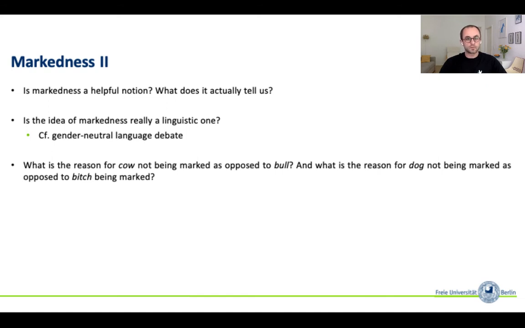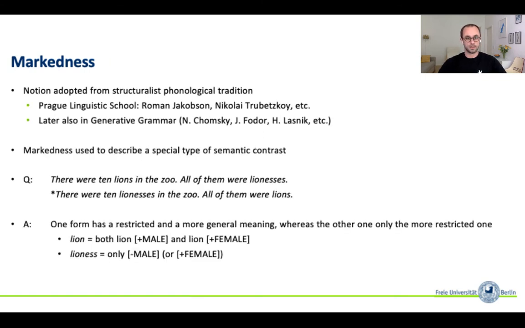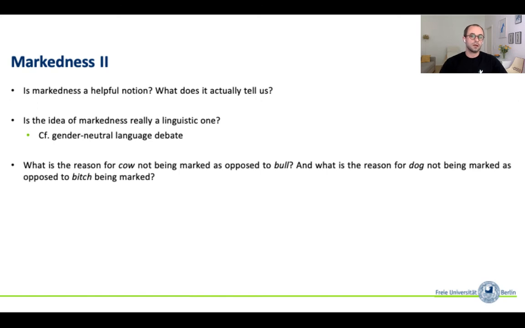There is a question, of course, whether markedness is a helpful notion. So if we go back for a minute, lioness would be the marked term, whereas lion would be the unmarked one, right? Because lioness can only be used in a more restricted sense, whereas lion is more general, therefore unmarked. And the question is whether this is really helpful, and if it is helpful, what does it actually say?